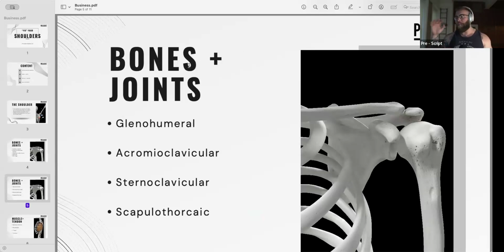So we have the glenohumeral joint, ball and socket, pretty straightforward. That's the conceptual starting point for most people when it comes to shoulder anatomy. Next is the acromioclavicular, or AC joint, which is where the clavicle, the collarbone, meets the spine of the scapula. So acromio is basically, if we see here, the acromion is the point on the top of the shoulder.